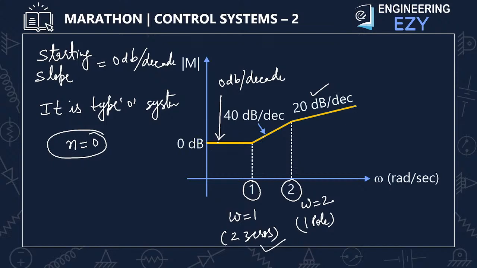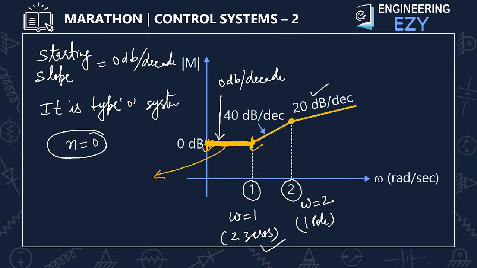This is the starting slope line. You can apply this formula, starting gain is equal to 20 log k minus 20 n log omega, here as well as here. From this to this starting slope line, you can apply anywhere, here or here. But you cannot apply this formula here because the slope has changed. Once the slope is changed, you cannot apply this formula. 20 log k minus 20 n log omega can be applicable only for the starting slope line. Anywhere from this point to this point, you can use the starting slope line formula.